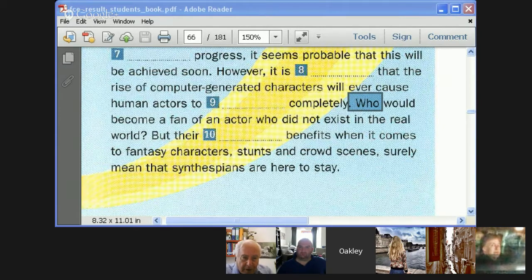Okay, but there are blank benefits when it comes to fantasy characters, stand-ins and crowd scenes, surely means that synthespians are here to stay. That's a new word for me too. Synthespians. Okay, all right. That word means... Go ahead. It means synthesized ape or human or something.